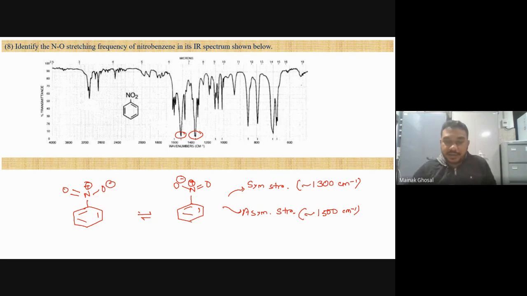Now, which one will be the symmetric one? The symmetric one will be this one, right? It will have less energy, and this one will be the asymmetric. Since you are not asked to find any other groups in this spectrum, you don't need to do that. You just need to find out the NO symmetric and NO asymmetric stretching. So this is the answer.